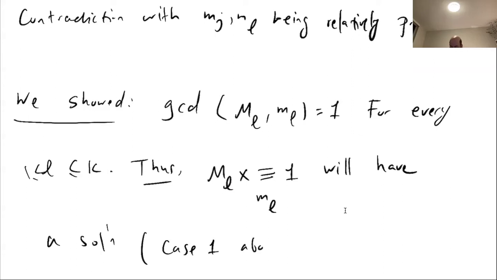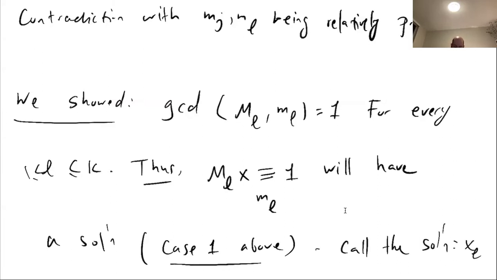Case 1 above. Remember, we talked about the solution of a congruence. When do we say that a congruence AX equals B mod M has a solution? If the GCD of A and M is 1. Right now, my A is capital ML, my M is small ML, and the GCD of these two numbers is 1, so AX equals B will have a solution. So capital ML X congruent 1 mod ML will have a solution. So call the solution XL.